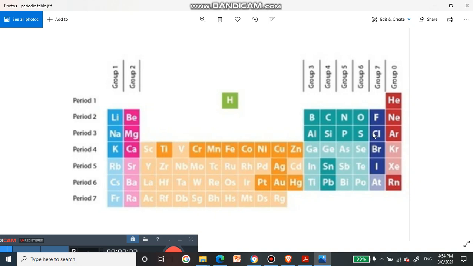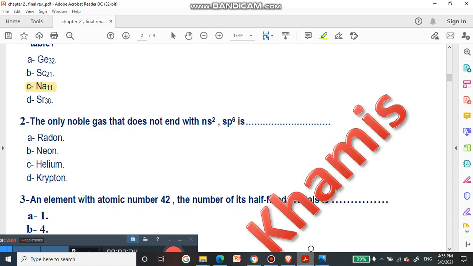After that we have the second energy level, but here we have only 1 energy level filled with 2 electrons. We call it 1s2. So the right answer will be helium.